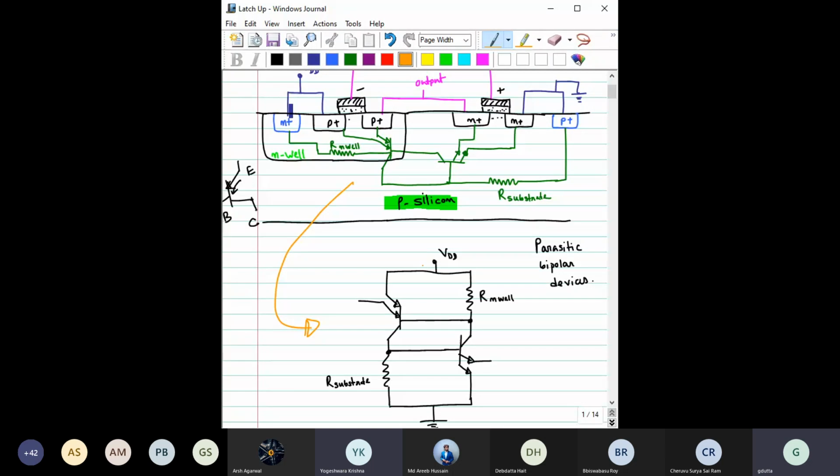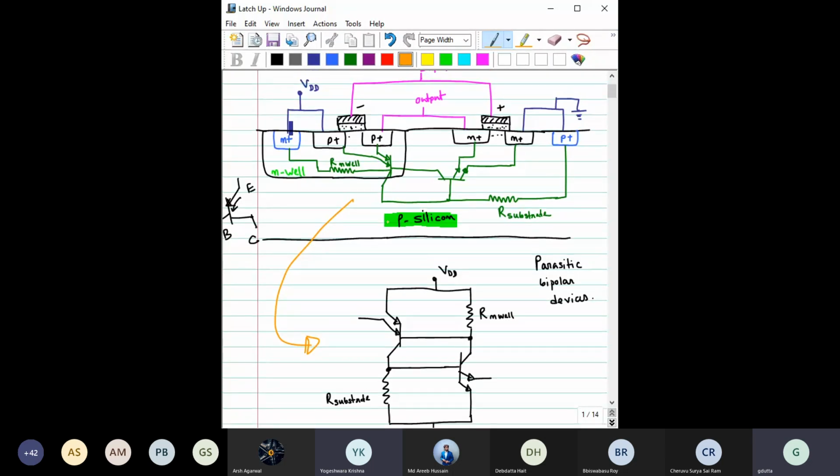So this is VDD. Okay, let me put it like this. With this VDD, you have this P plus region, right? Then another P region is connected with the output. So this is another P region, connected with the output, right? Then you have this N region.